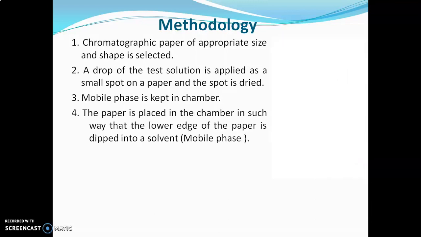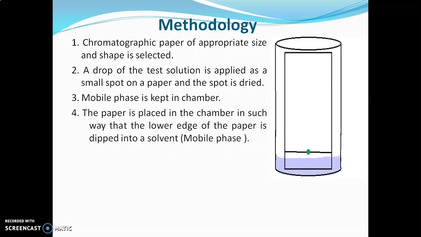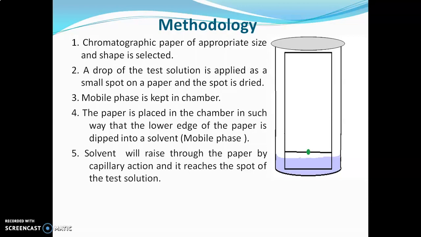The paper is placed in the chamber in such a way that the lower edge of paper should dip in the solvent. But care must be taken that the baseline should not dip in the mobile phase. Otherwise, the sample spot will get dissolved in the mobile phase and we will not get any spot on the paper after development, and the analysis will be wrong. Lid is kept on the chamber. Solvent will race through the paper by capillary action.